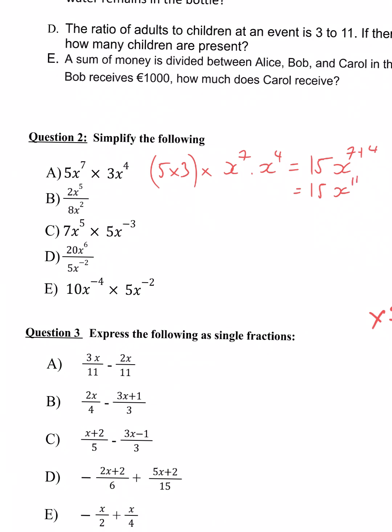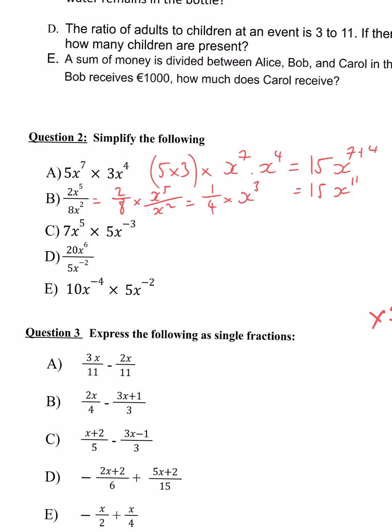Next one, we are dividing. Again, divide the number part separately. So it's 2 over 8. And I'll just write that here in front. And it's x to the power of 5 divided by x to the power of 2. So 2 over 8 we can simplify to 1 over 4. And the x part, the rule here now is to subtract. If you multiply, you add the powers. If you divide, you subtract. So 5 minus 2 is x to the power of 3.